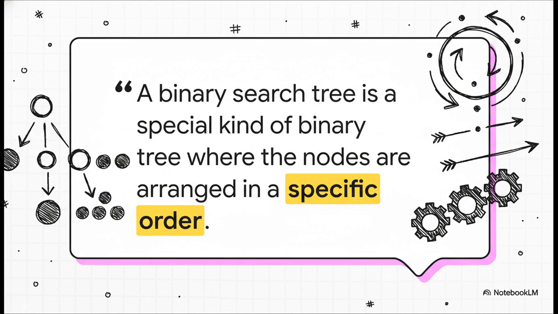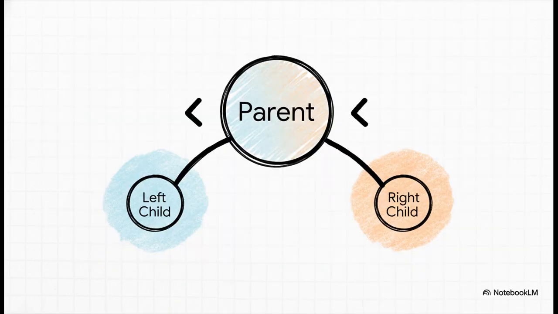The whole secret is in the name. It's all about the order. A BST takes that simple binary tree structure and adds one single, elegant rule that completely changes the game. And here it is. This is the magic rule. For any node you pick in the tree, everything in its left subtree has to be less than it, and everything in its right subtree has to be greater than it. That's it. This one simple idea is what unlocks all of that incredible speed.